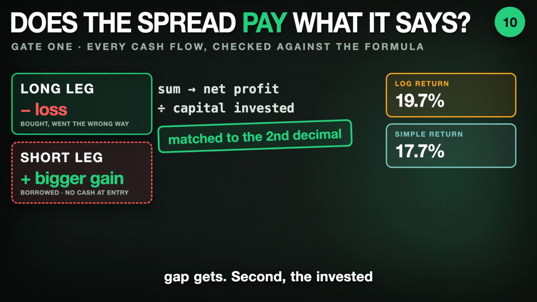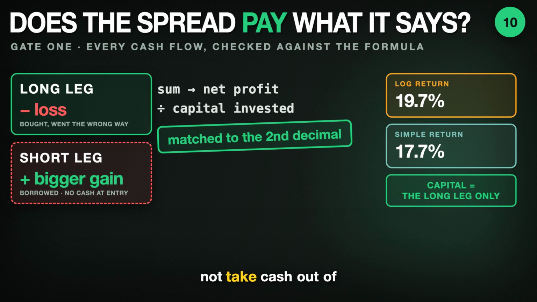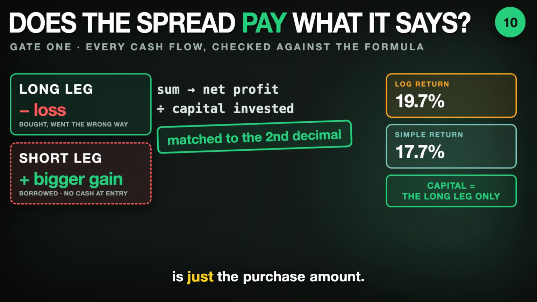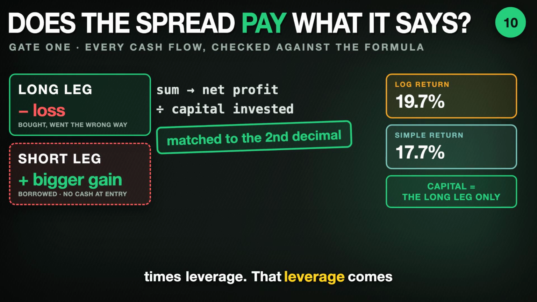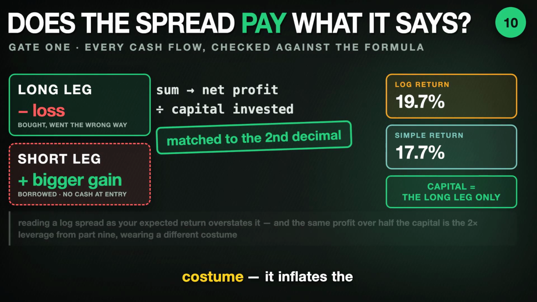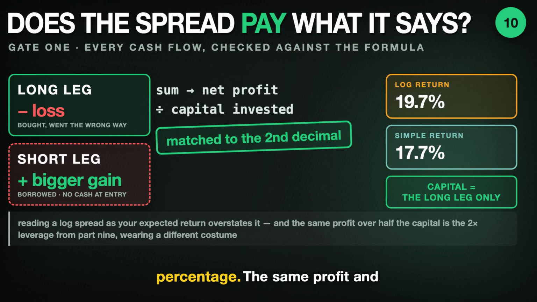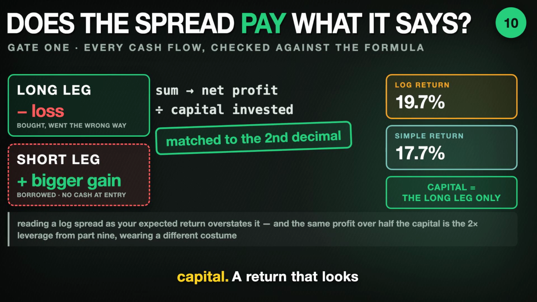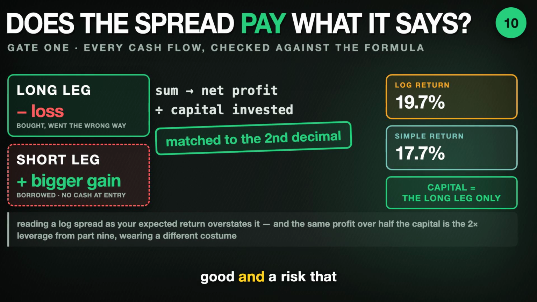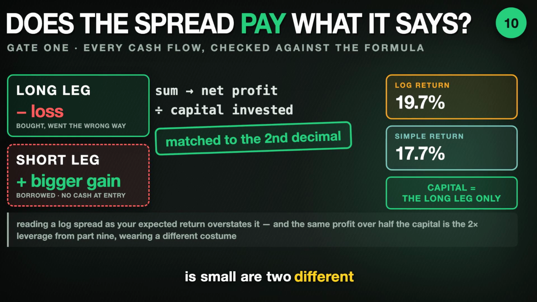Second, the invested capital is only the long leg. A borrowed short does not take cash out of your pocket at entry, so the denominator of the return is just the purchase amount. In part 9, I said pairs trading is already 2 times leverage. That leverage comes back here, in a different costume. It inflates the percentage, the same profit and loss, computed over half the capital. A return that looks good and a risk that is small are 2 different statements.